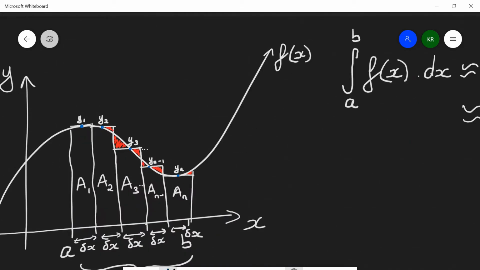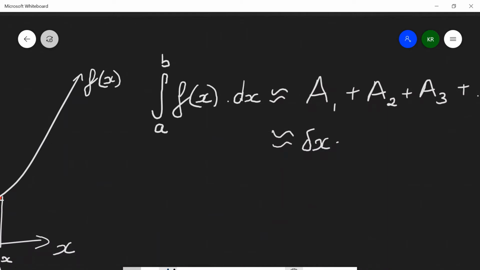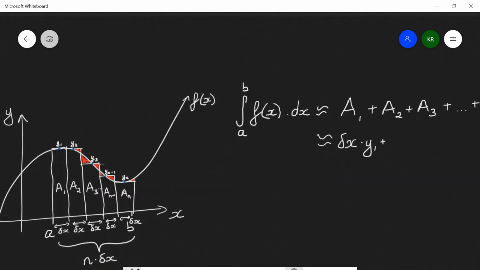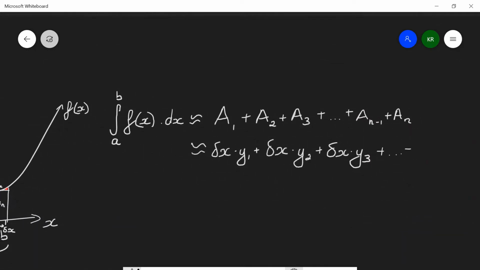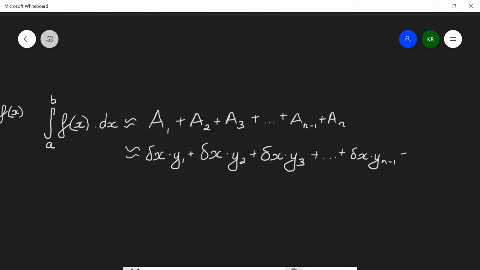Because the height of this first rectangle here is just y1, and the height of this last rectangle is just y of n, right? So the area of the first rectangle is just delta x times y1, and the area of the second rectangle is its base, which is also delta x, times y2 this time, right? And similarly for the third rectangle, all the way up, including all the rectangles in the middle, to the n minus 1th rectangle, plus delta x times y of n.